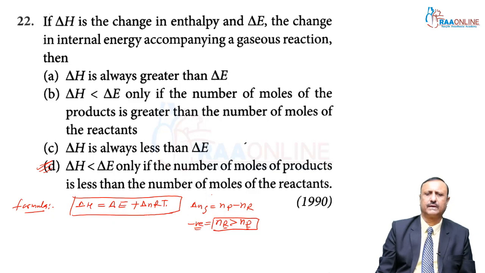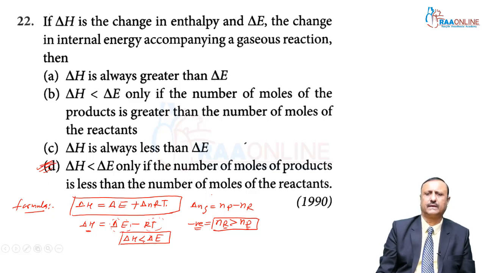And my dear students, when you get the negative sign, then delta H is equal to delta E minus RT. It means the value of RT is subtracted from the value of delta E to get delta H. It means, my dear students, delta H is less than delta E. So, this is the formula and concept, and we can obtain the correct answer, and the correct answer is D.